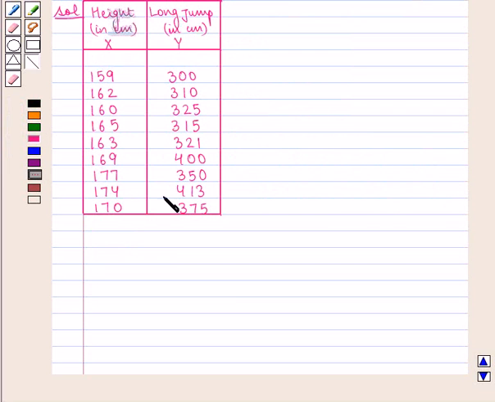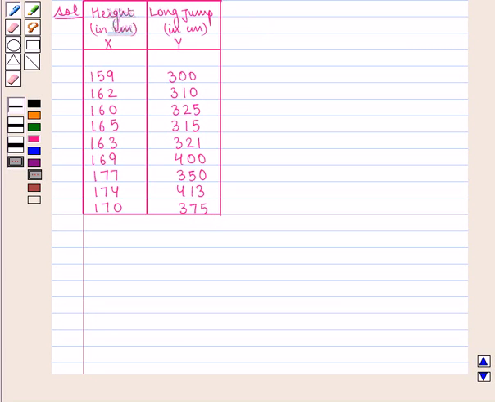We are given the following data. Here, the heights of the 9 athletes are given as 159, 162, 160, 165, 163, 169, 177, 174, 170, and the measurements of their long jumps are given as 300, 310, 325, 315, 321, 400, 350, 413, and 375. Now we need to find out their ranks.